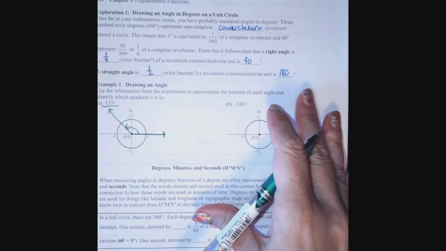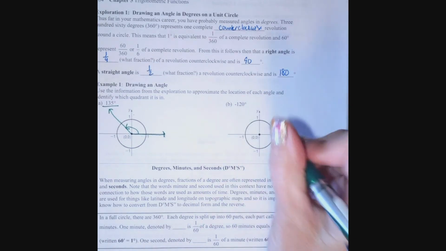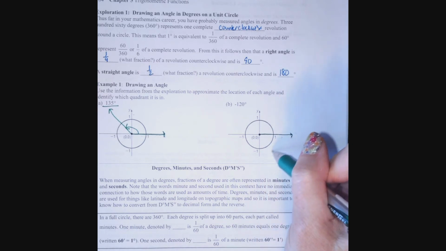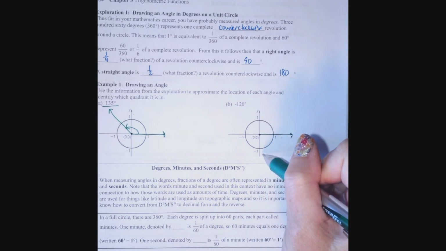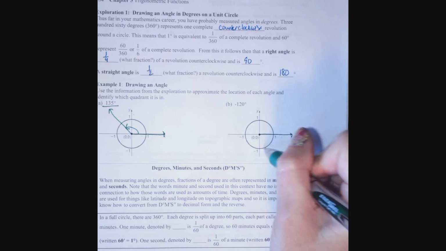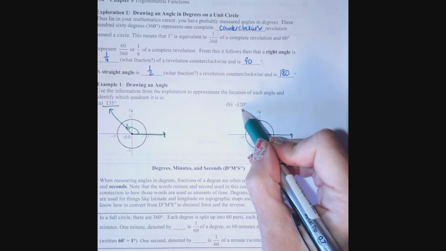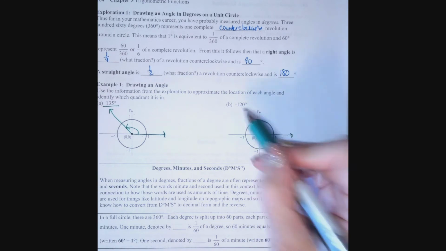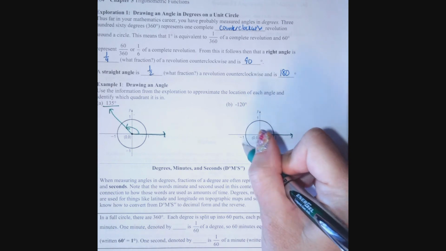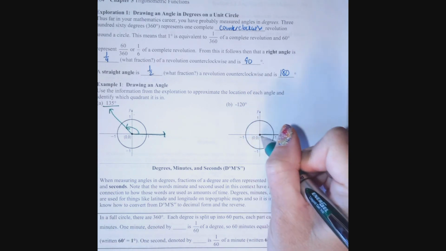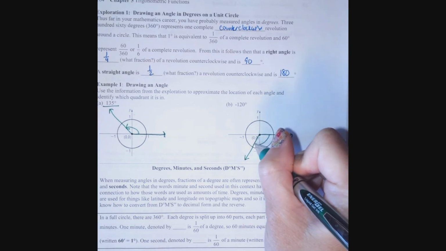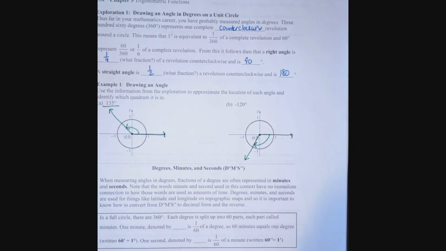What about a negative 120? Well, that negative means that I'm starting at my initial side on the positive x-axis, but I'm rotating clockwise. Again, if I rotate to the y-axis, that's 90 degrees, and that means I still have 30 more degrees to rotate. Well, 30 degrees is just 1/3 of the way through that next quadrant because it's 1/3 of 90 degrees. So we're going to say right about there is going to be a negative 120 degree angle.